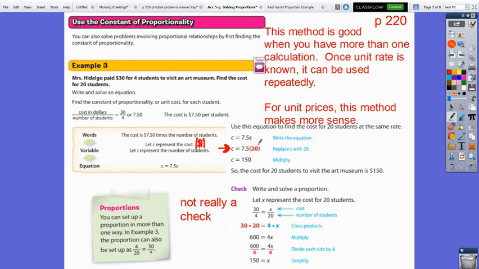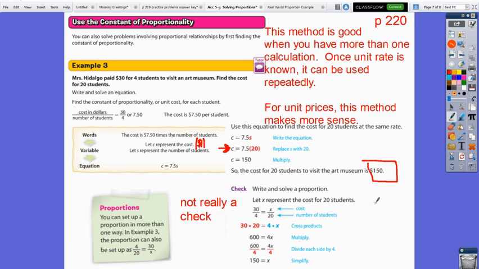So you can see why, if you were going to do, well, how much is it for 50 students or how much is it for 100 students, this method would be easier, because you can just keep plugging in the number of students and calculate your answer. The answer, by the way, the final answer for this problem is $150. Make sure you specify your final answer.